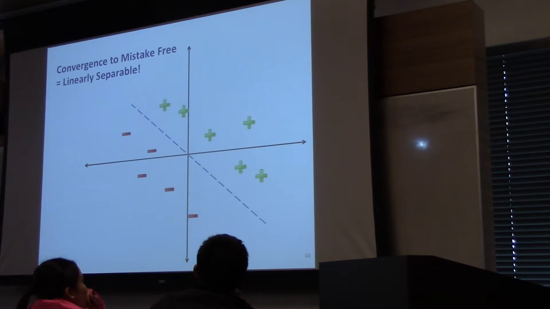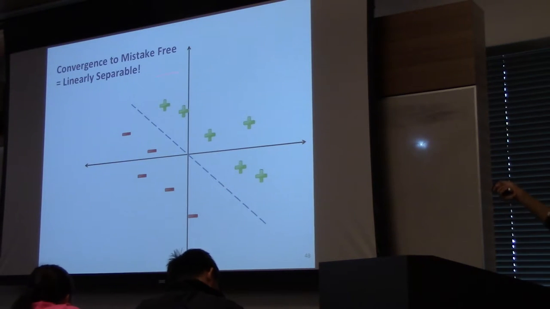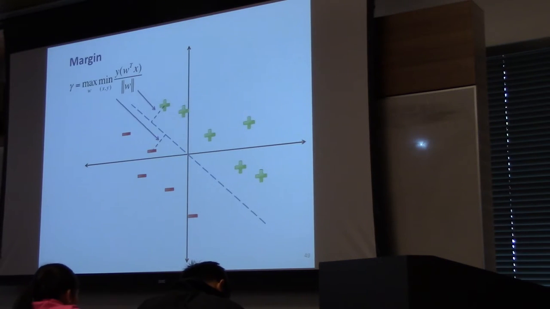To formalize this concept, there's a notion called linear separability, or linearly separable. A training set is considered linearly separable for binary classification if there exists some hyperplane that is mistake-free. It always classifies the positive examples on one side and the negative examples on the other side.